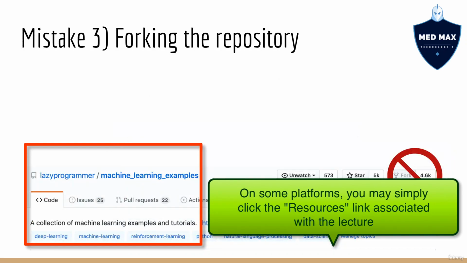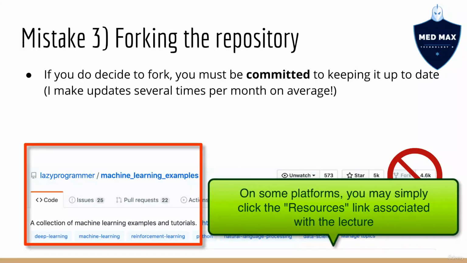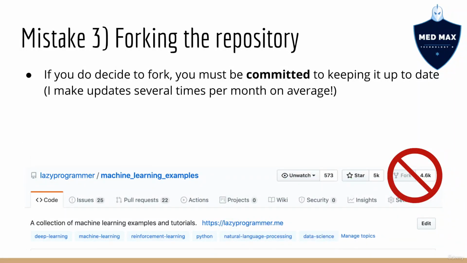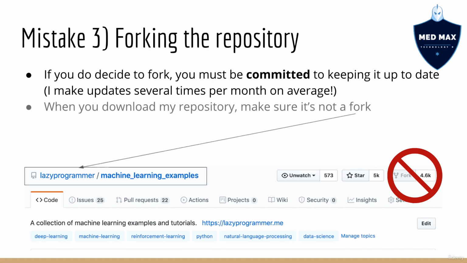Number 3, if you want to fork my repository, please feel free to do so, but try your best to keep it up to date. I make updates all the time, so please make sure to pull these updates. If you don't think you'll be able to do so, then please use the git clone command instead. And on that note, when you do download my repository, make sure it's actually my URL and not someone else's fork.